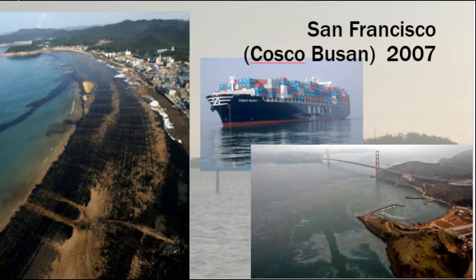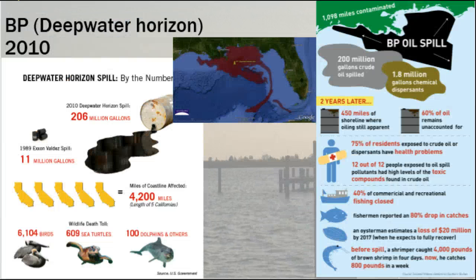Another one you should know about is in San Francisco, the Cosco Busan oil spill of 2007. In San Francisco Bay, there were 53,000 US gallons of heavy fuel oil that leaked out of this container ship called the Cosco Busan. This container ship ran into the tower of the San Francisco Golden Gate Bridge in the fog, and then that spilled oil everywhere.